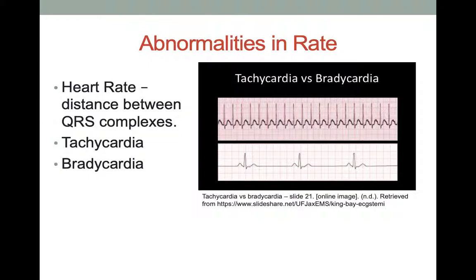Okay, the bottom picture, you can see that the beats are spread out a little bit. So this is what we call bradycardia, or a decreased heart rate. In this case, to be considered bradycardia, the beats would have to be under 60 beats per minute. So those are the two abnormalities in rate we can pick up on an ECG.